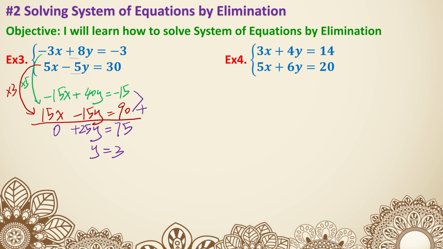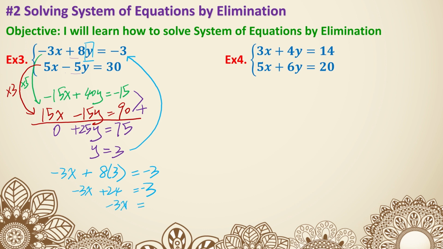And then we are going to put that back into actually either equation. I just have the habit of always putting it back into the top one. So we got negative 3x plus 8 times 3, which equals to negative 3. We'll get negative 3x plus 24 equals a negative 3. Subtract both sides with negative 24, so we got negative 3x equals negative 27. Divide both sides by a negative 3, x equals a positive 9. So final answer, 9, 3.